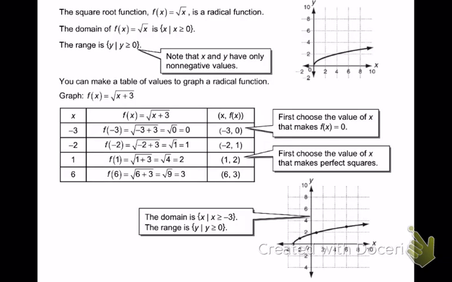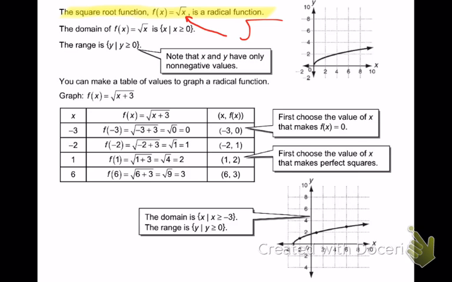Square root. The square root function. F of x equals the square root of x is a radical function. Now we're going to talk about this square root right here. Okay, square root of x. What is the smallest value you can have inside a square root and get a real number? My question to you is, what is the smallest value you can put for x there? What is the smallest number I can put inside there and get a real number back out?